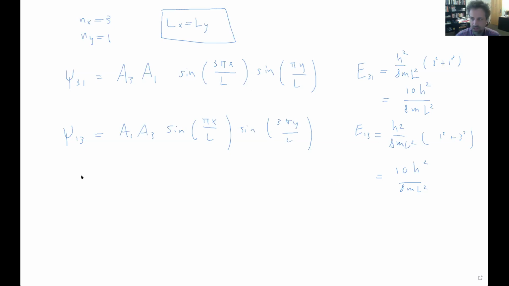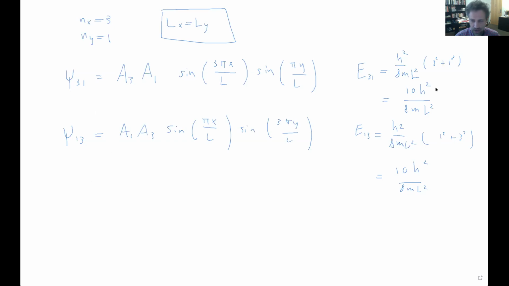But this is an important observation: if you have symmetry in your system, then you also have situations where energies of different states can be the same, as is indicated over here. These are two different wave functions, two different solutions of the Hamiltonian, but they do have the same energy. That results from the fact that there is a certain amount of symmetry in my system.